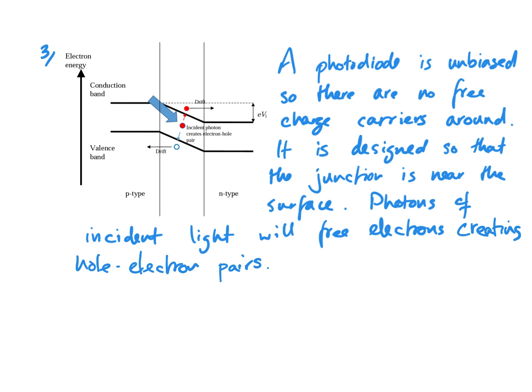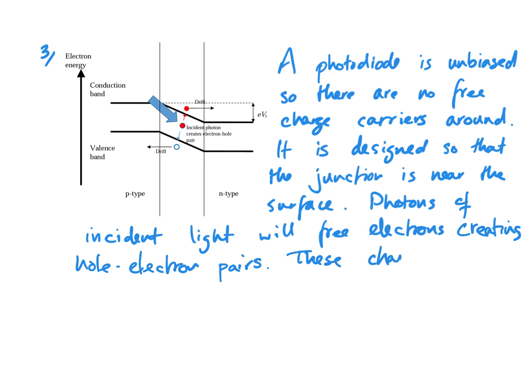So if we knock an electron away from that atom, not only do we create an electron which can conduct, but we also create a hole, because there's now a gap where an electron should be, which can conduct. So it creates an electron-hole pair, doesn't matter which way around you call it.